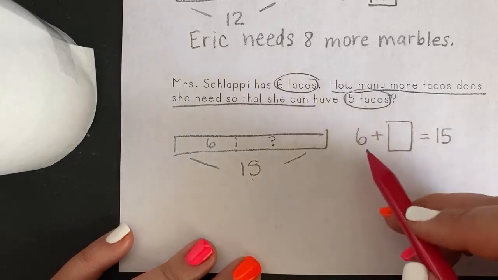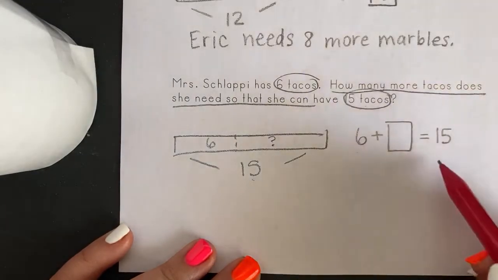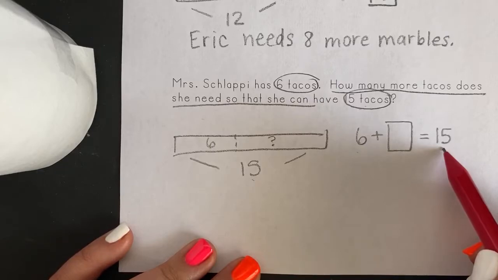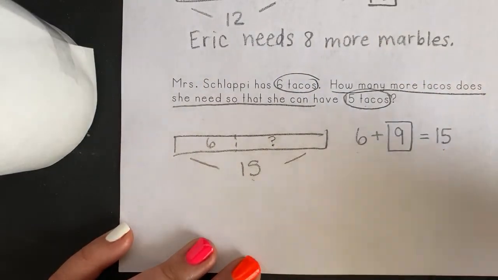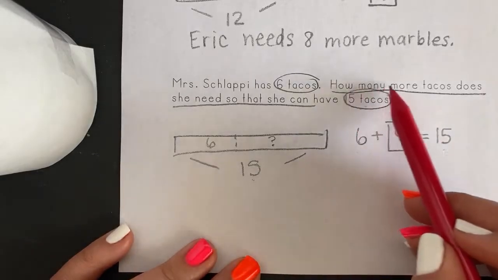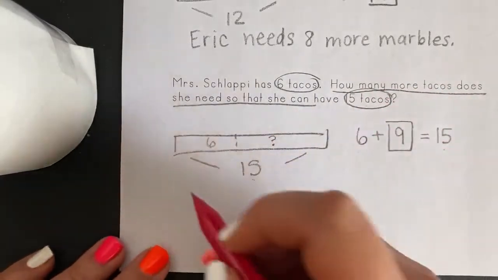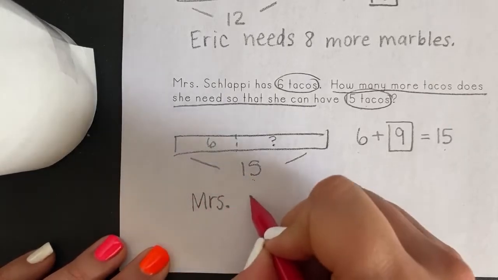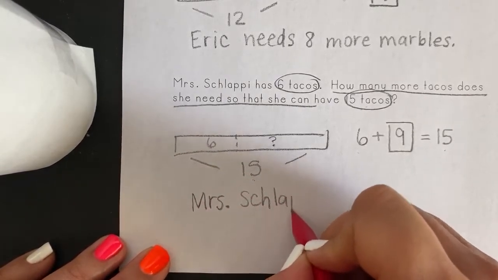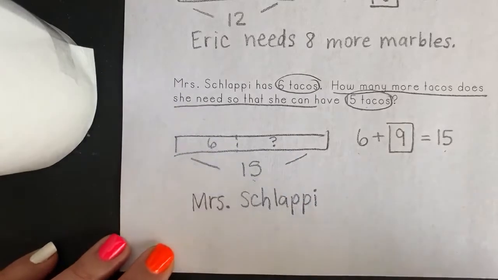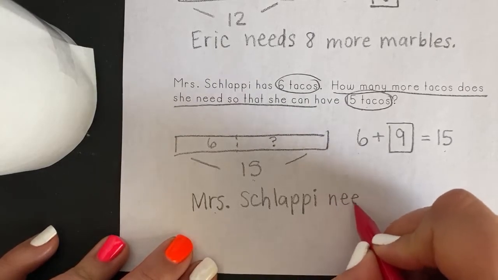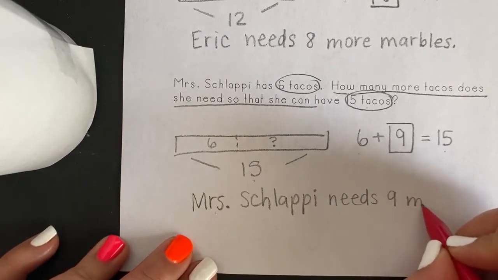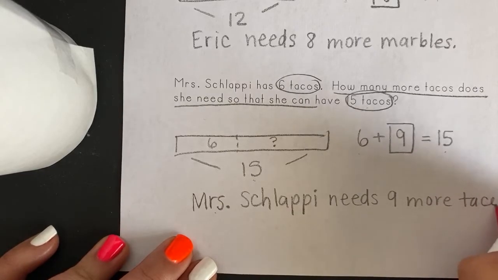So I know that 6 and 10 equals 16, which is 1 more than that 15. So what would be 1 less than 10? It would be 9. Perfect. So 6 plus 9 equals 15. Now I just need to answer my question. How many more tacos does she need? Mrs. Schlappy. And notice how I started Mrs. with a capital and Schlappy with a capital, because that's both part of her name. Mrs. Schlappy needs 9 more tacos.